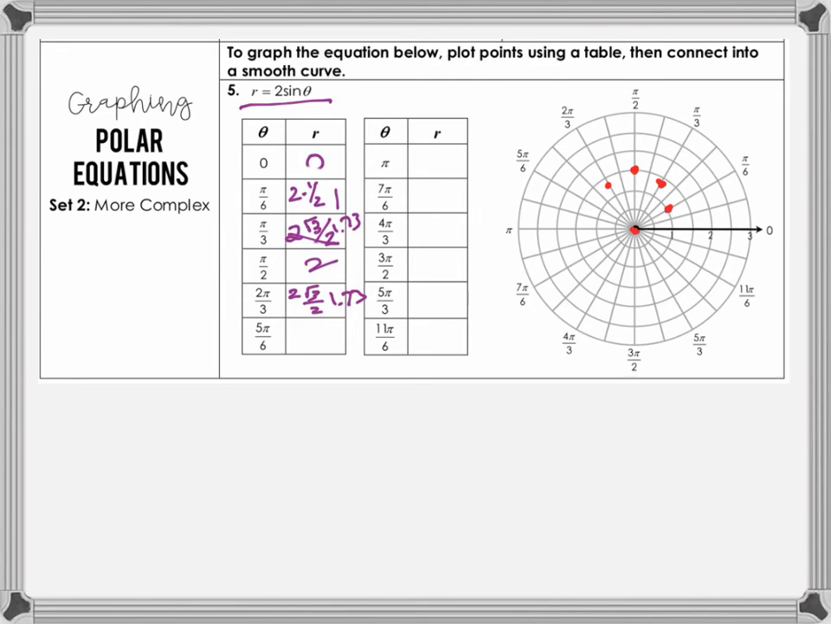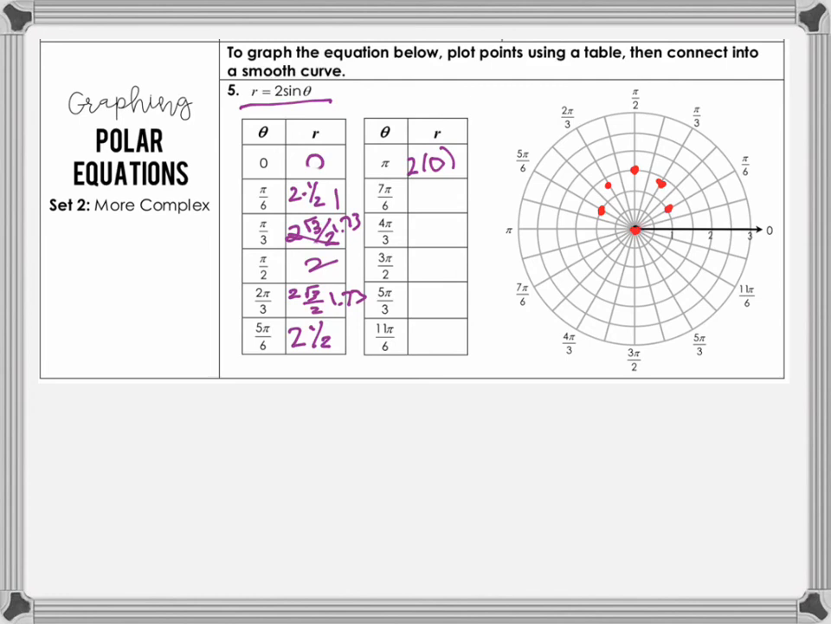And then at 5 pi over 6, sine is positive 1/2. So we get 1 again at 5 pi over 6. Okay, and so now we do the other side. 2 times sine of pi would be 0. So it ends up coming back to 0.